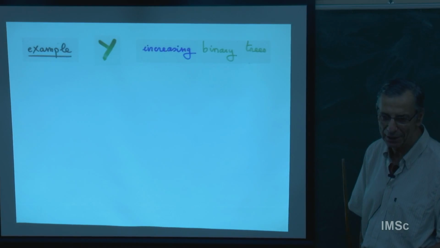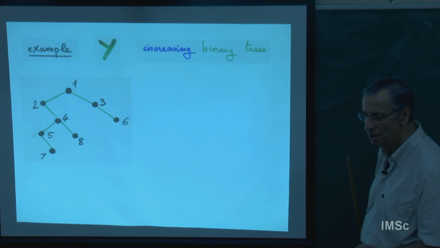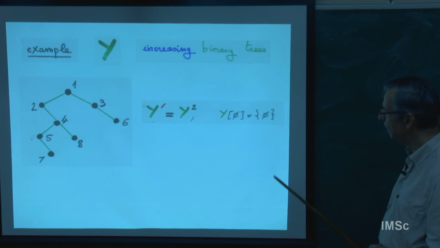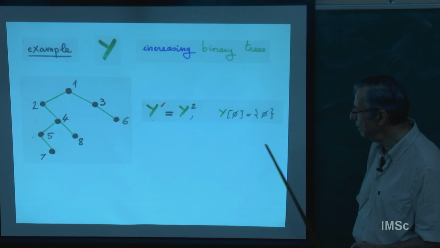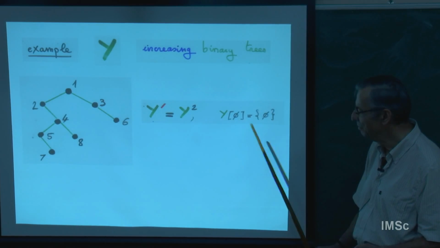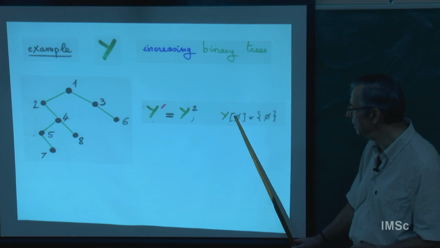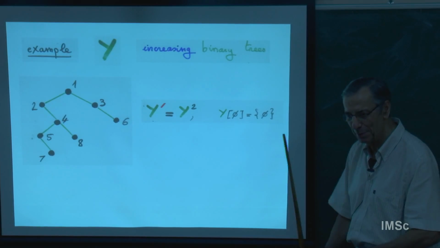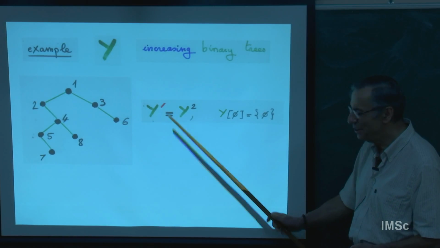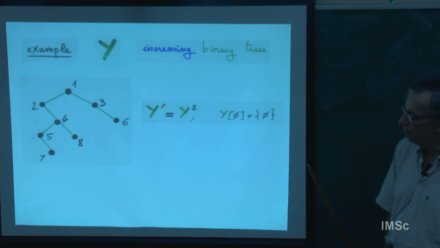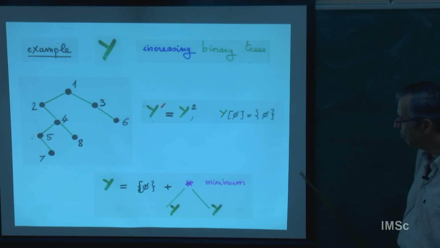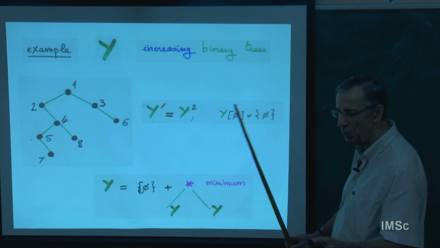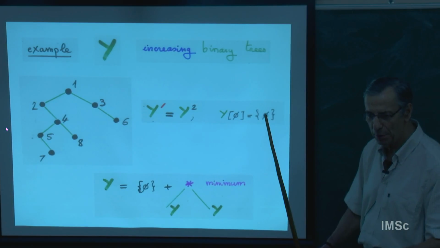So, example: the increasing binary tree. I claim that increasing binary tree satisfies this differential equation: y prime equals y squared, with this initial condition. The Y on the empty set is going to be reduced to the set formed by the empty set. So you see, for the Y prime structure, you take a totally ordered set and you add a new point.